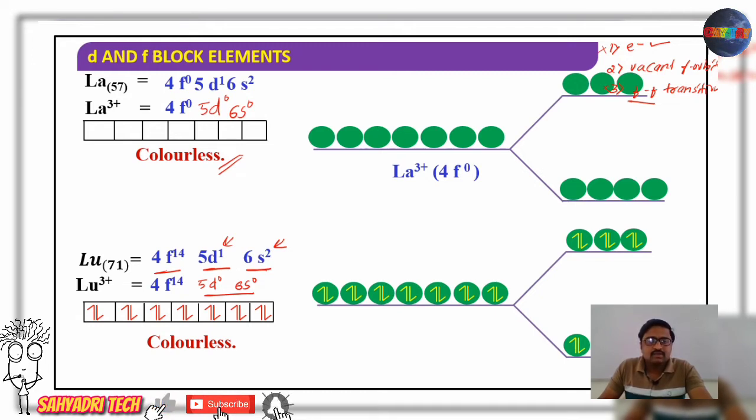Got it? So what is the overall thing to be remembered here? To show color there must be an unpaired electron, first condition. Second, there must be a vacant empty f orbital at a higher energy level, and the third one, there involves an f-f transition. So lutetium 3+ is going to exhibit no color, so colorless.